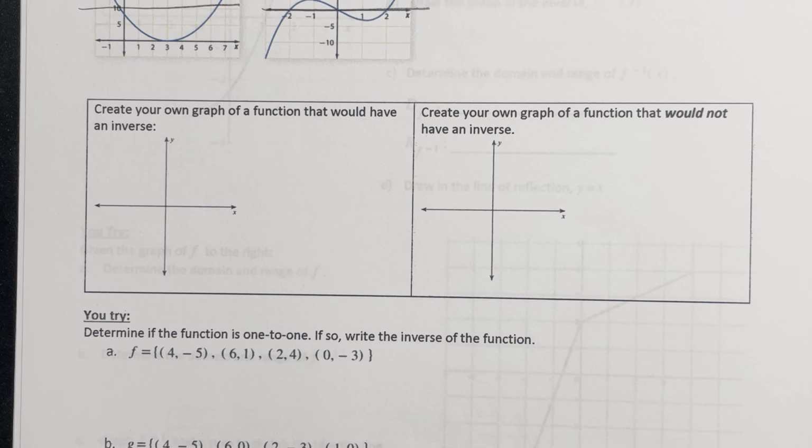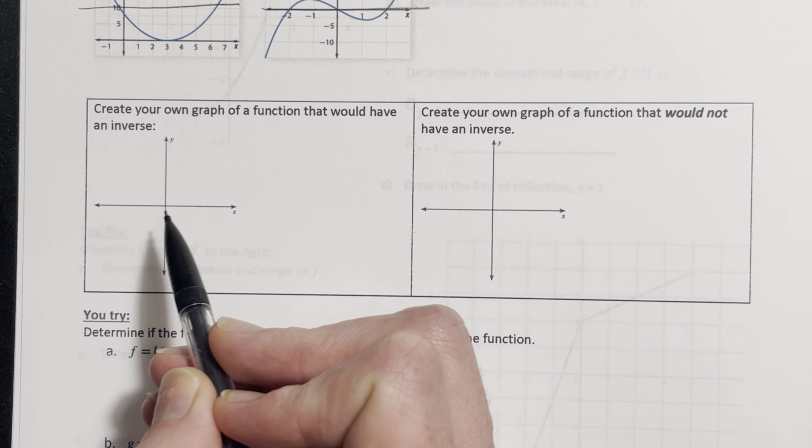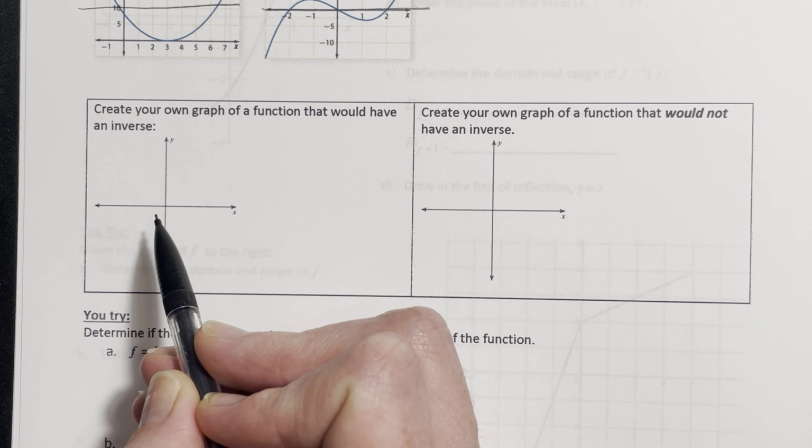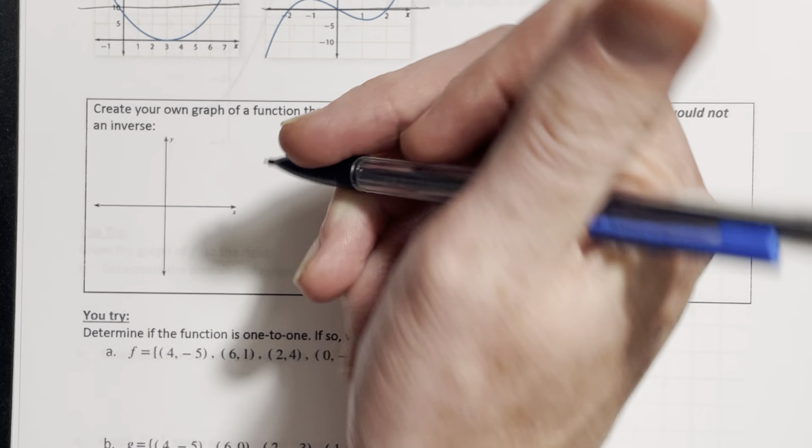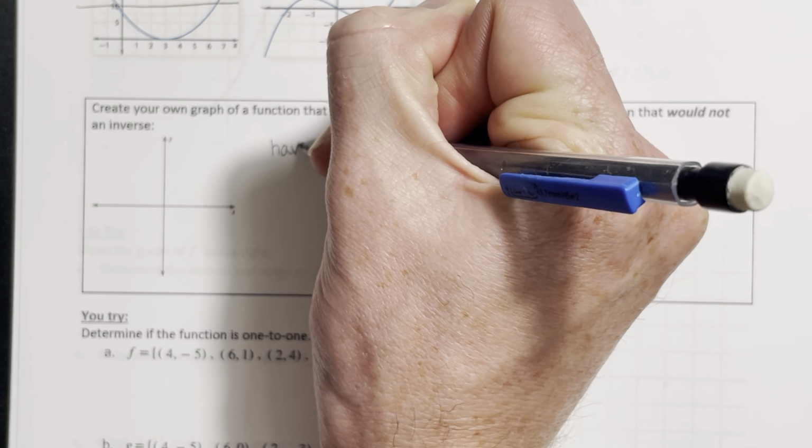So take a moment to draw some graphs of your own. See if you can create a graph of a function that would have an inverse, and then another graph of a function that would not have an inverse. Try not to use the same ones that we just saw. For these, your graphs that would have an inverse have to be 1-to-1, so they have to pass the horizontal line test.